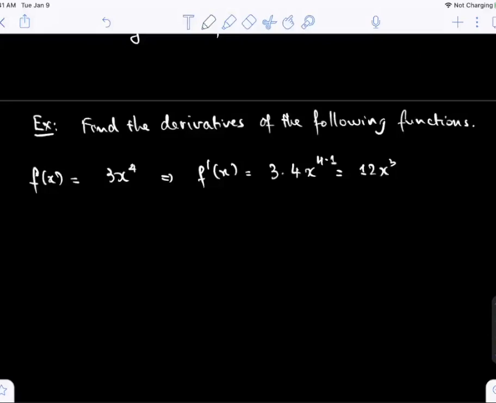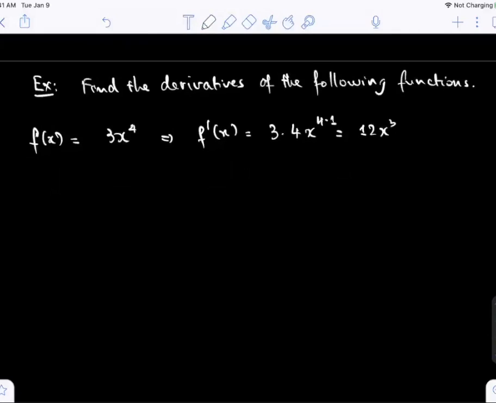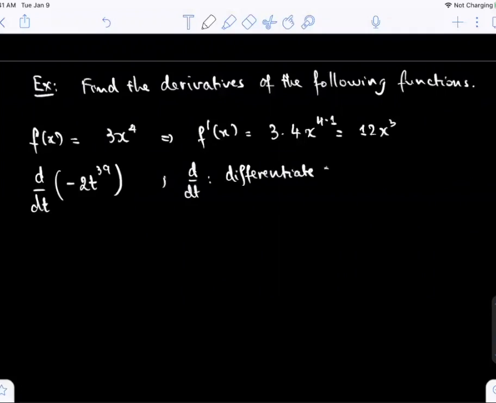For the next questions, I'm going to use the Leibniz notation. So can you find the derivative of this? Negative 2 times t to the 39. d dt of negative 2 times t to the 39 means take the derivative with respect to t of the function negative 2t to the 39. So d dt means differentiate functions with respect to t.